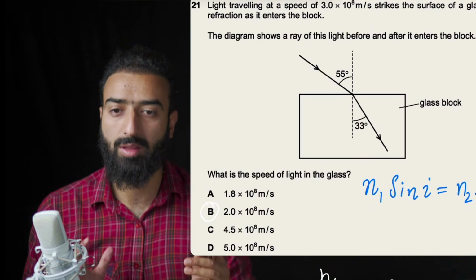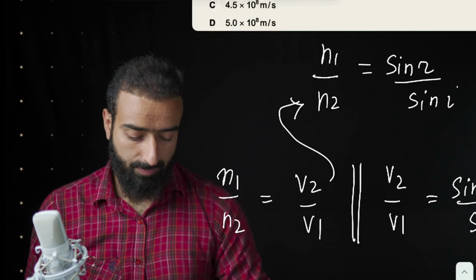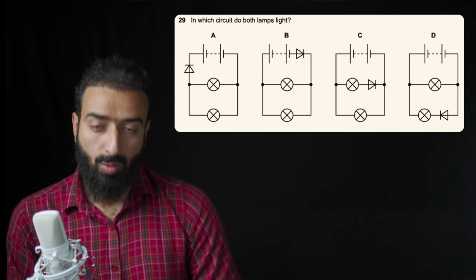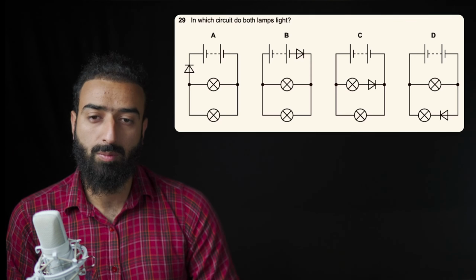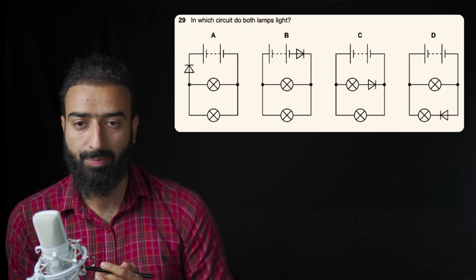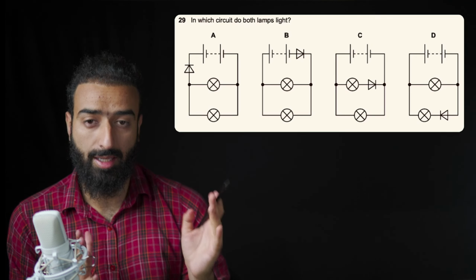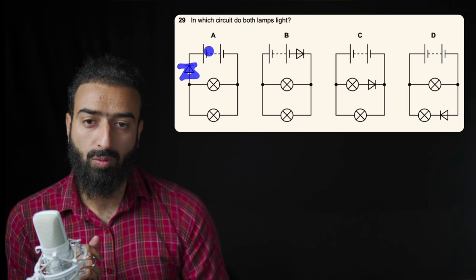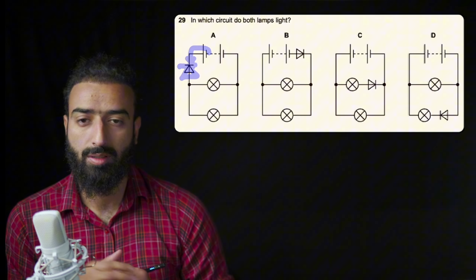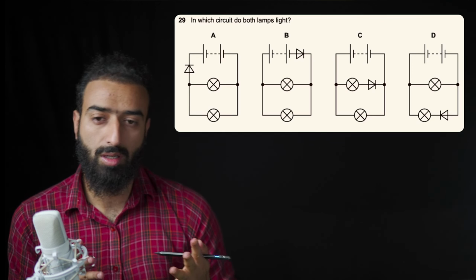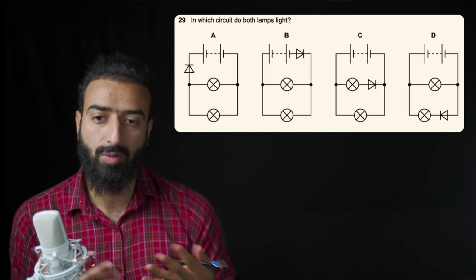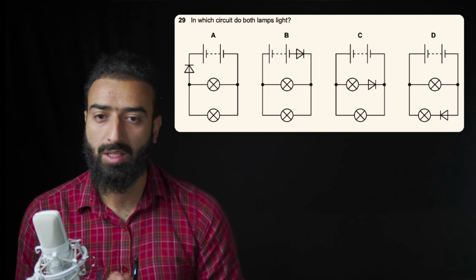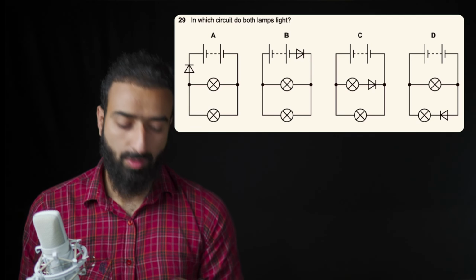Okay, so we are done with this. Let's move on to the final one. In this question, we have to find out in which circuit both of the light bulbs are going to glow. Let's start with the first one, the A. In this case, this diode won't allow the current to flow through it. So if there is no current, if the diode is straight away blocking the current, none of those two bulbs is going to glow. So A cannot be correct.